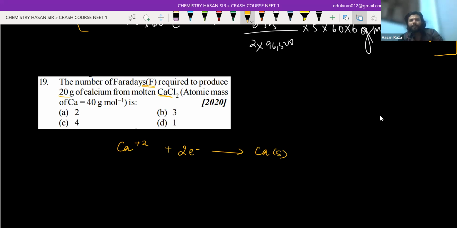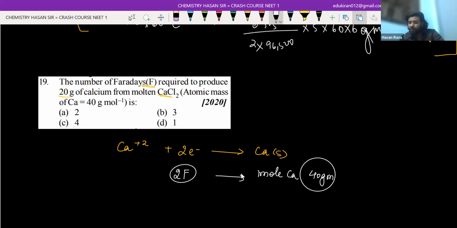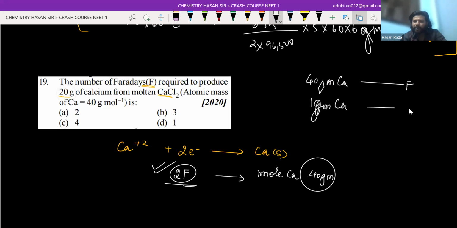Now, as you can see, this is 2 mole electron, that means 2F, that will give you 1 mole calcium, that means 40 gram deposition. 40 gram deposition will happen at 2F, but we need to calculate Faradays for 20 gram. You just need to do this. 40 gram calcium will be deposited for 2 Faraday. So 1 gram calcium deposited will be equal to 2F upon 40.